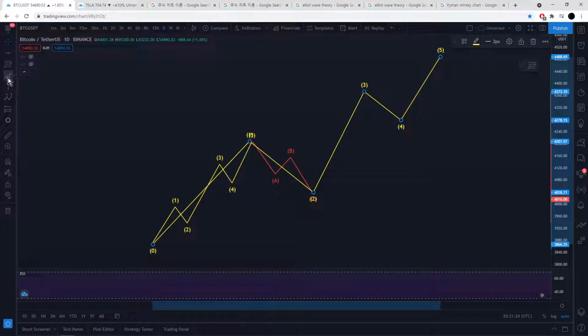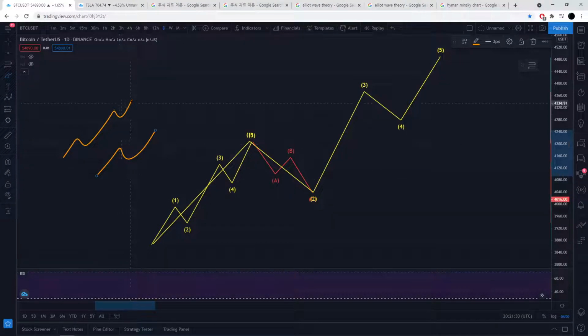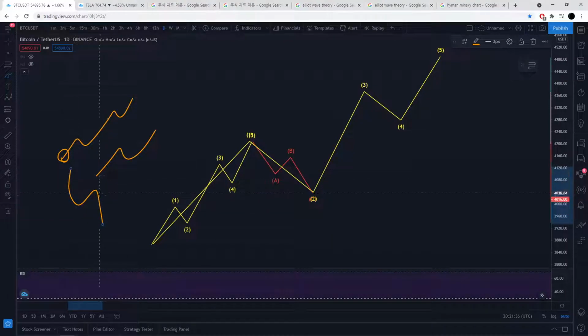So how do we distinguish between an impulse and a correction? Just because it's going up does not mean it's an impulse, and just because it's going down does not mean it's a correction, because a correction can have impulse-looking waves such as this, such as a zigzag.